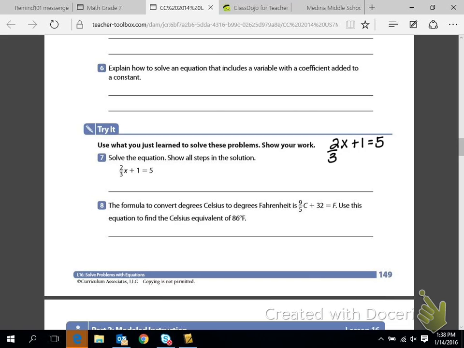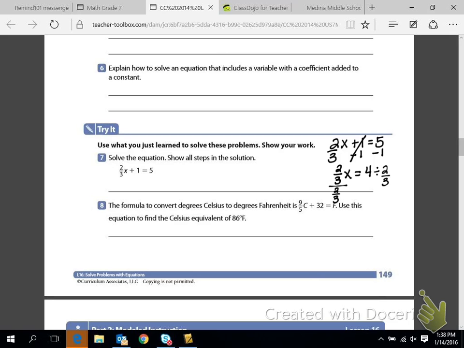Using the terminology from before, 2/3 would be a coefficient, x would be our variable, and 1 would be our constant. So we would first want to subtract our constant from both sides. When you take 1 from 1, you're left with 0, which is why this disappears. And you're left with 2/3 x equals 4. You then want to divide by your coefficient. So we would divide by 2/3. So 4 divided by 2/3 would be what we have on the right side.